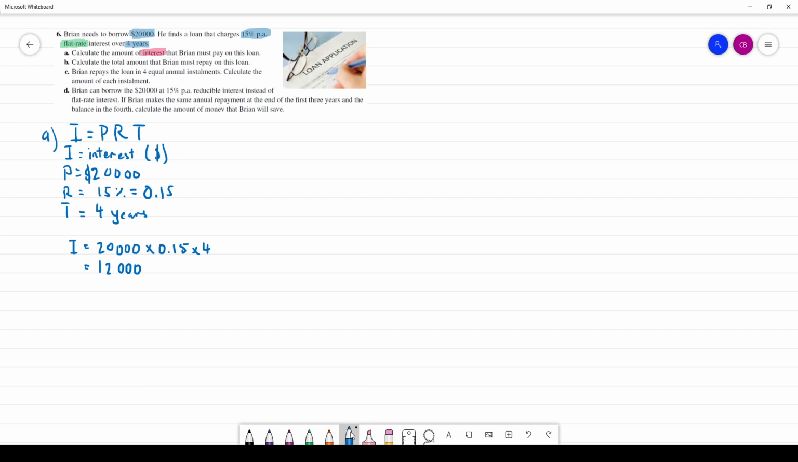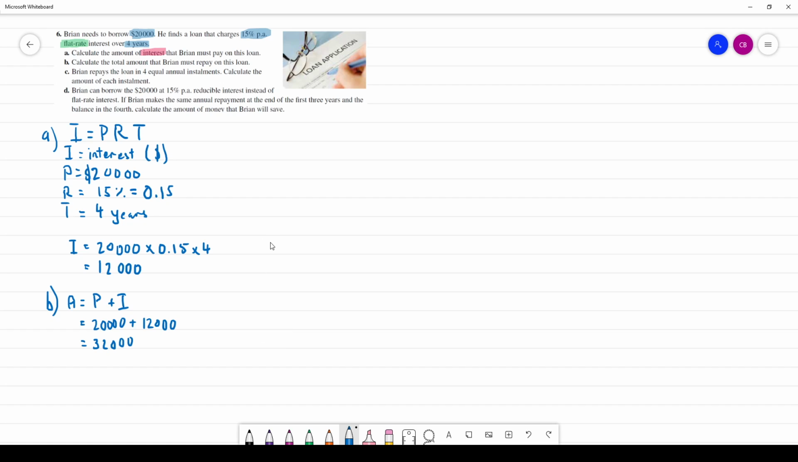Now for B. B asks us to calculate the total amount Brian must repay on the loan. So the total amount, that's just going to be our original amount, which is the principal, plus the interest. Interest is just any extra. So if we add these together, 20,000 for our principal, and the interest we just calculated, that'll be 12,000, and we add them together to get $32,000. That's it.